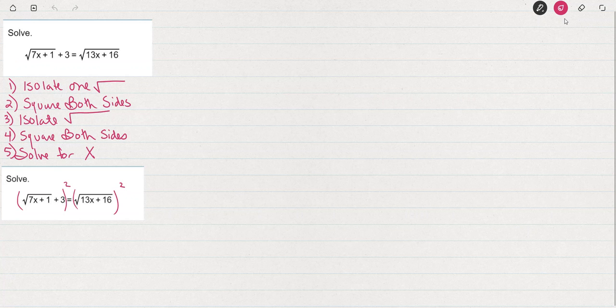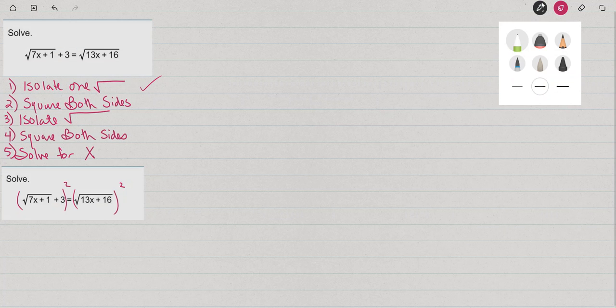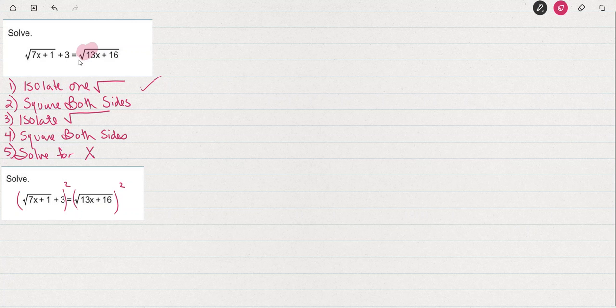So you'll see the steps listed here. We're going to isolate one radical. That's already done for us. Do you see that this square root of 13x plus 16 is already isolated by itself? So we're done there. And now we're going to square both sides, and that's what you see down here below the problem.